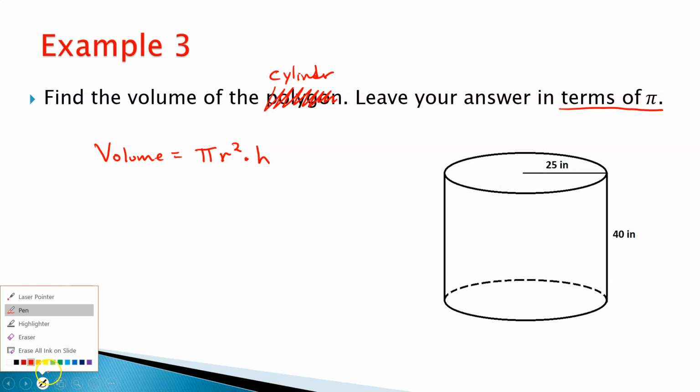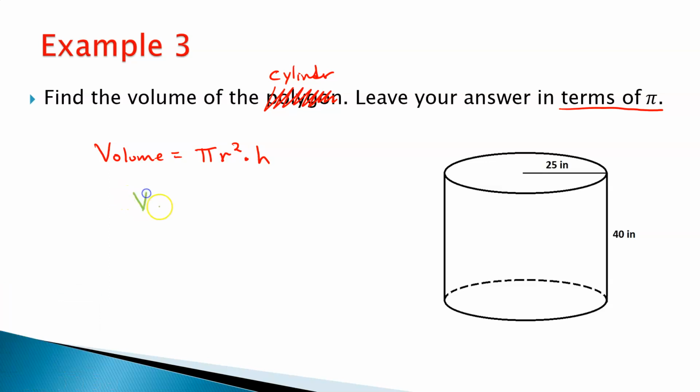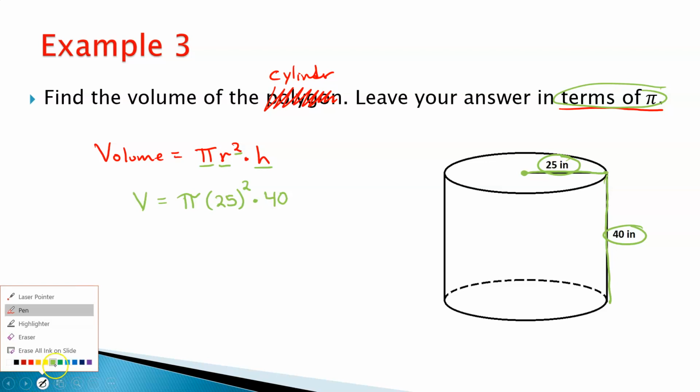So let's go through and fill in what we know. V for volume is equal to pi. I'm going to leave pi the way it is, because I want to leave my answer in terms of pi. Do I know my radius? Yeah, I do know my radius. From the center of that circle to the outside, that measured 25 inches. So I'm going to put 25 to the second power. Don't forget, it's 25 squared. And then we're going to multiply that by our height. Our height here is going to be 40 inches.